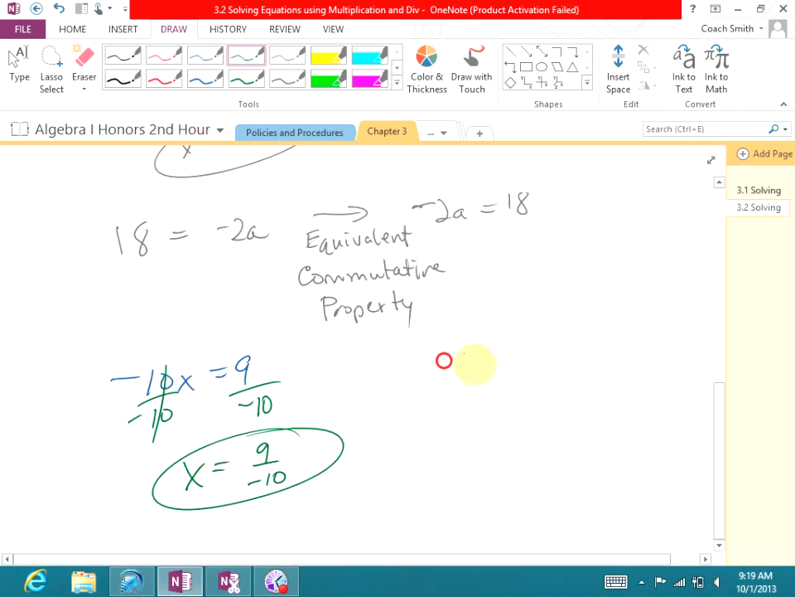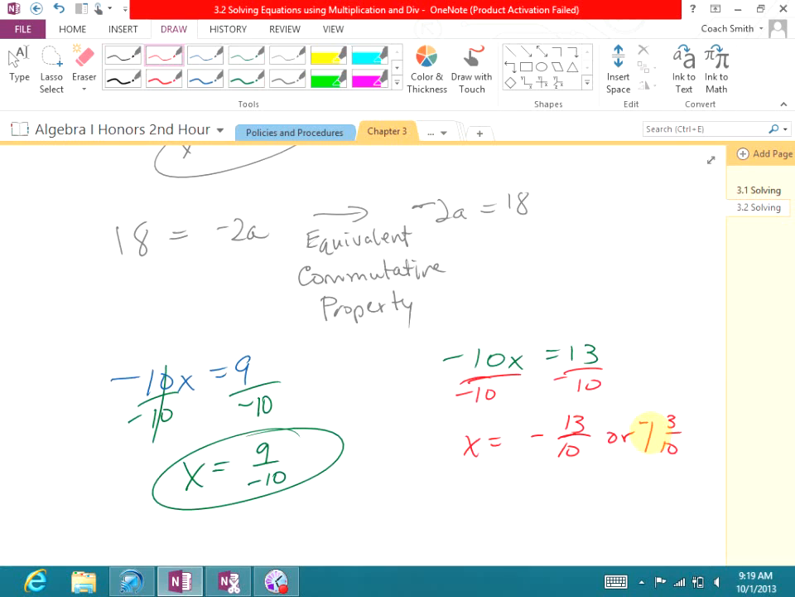Okay, let's say it was this. Let's say it was negative 10x equal 13. Okay, nothing changes. You still do the same thing. Divide by negative 10. Divide by negative 10. You can leave it as x is equal to negative 13 over 10 or negative 1 3/10. Either way is acceptable. Okay, I just changed the improper fraction to a mixed number.